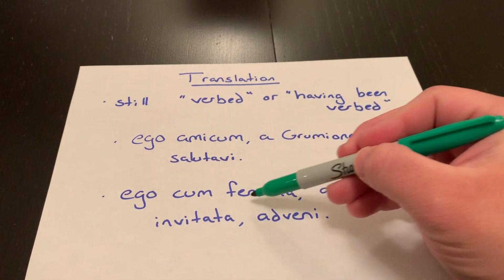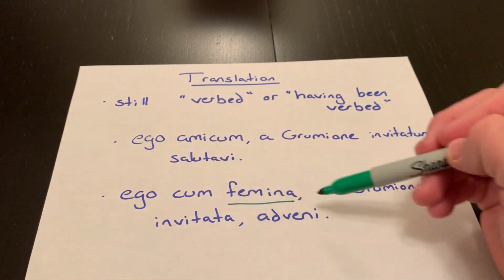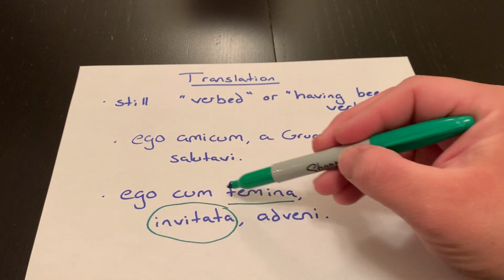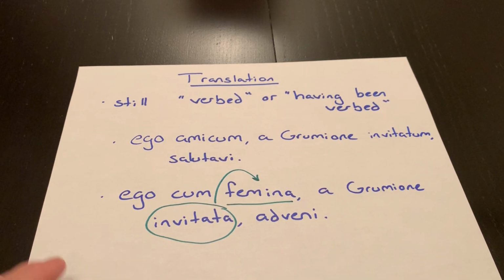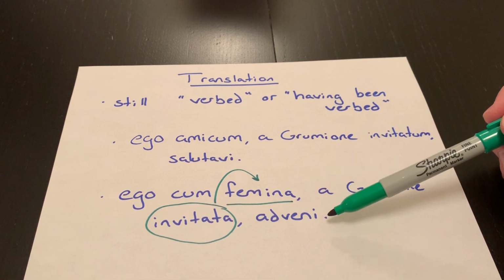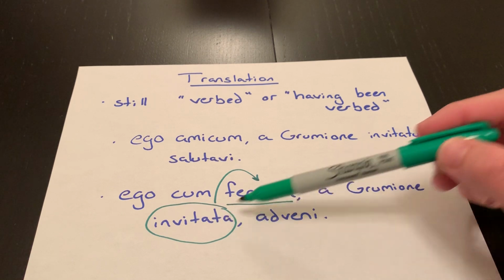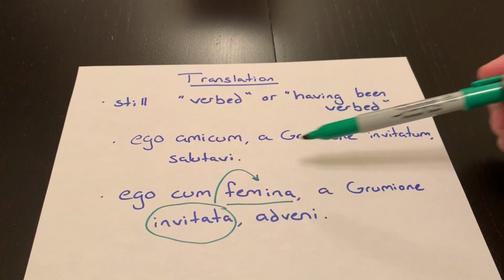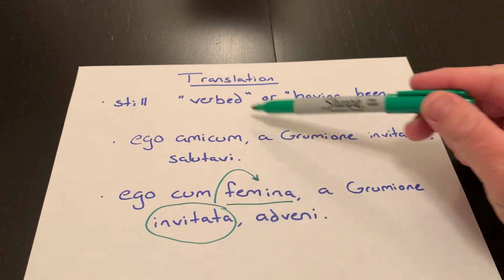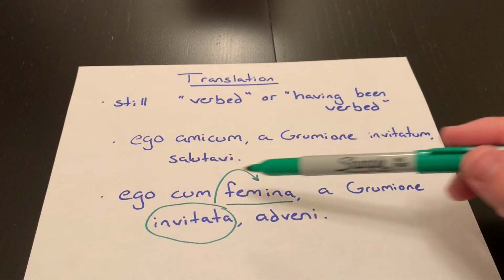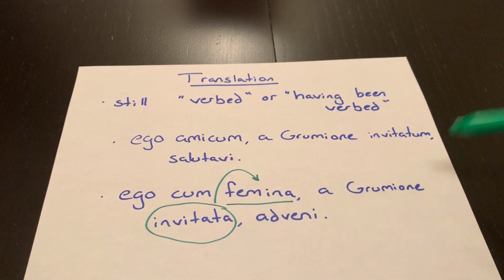Same thing down here. If we're going to describe an ablative, we've got the preposition cum, so femina is our ablative, being modified by this ablative participle. Ego cum femina a Grumione invitata adveni. I arrived with the woman invited by Grumio. Poor Grumio. But notice that invitata did not change translations. Okay, invited or having been invited. I arrived with the woman having been invited by Grumio. The participle itself hasn't changed in translation.